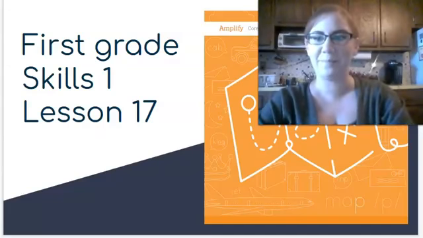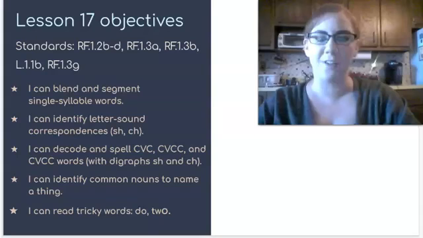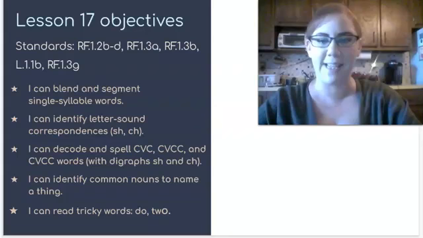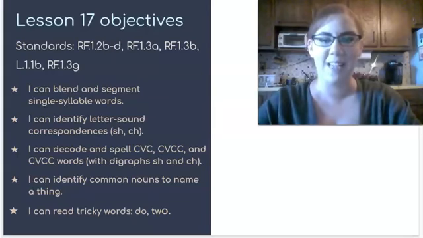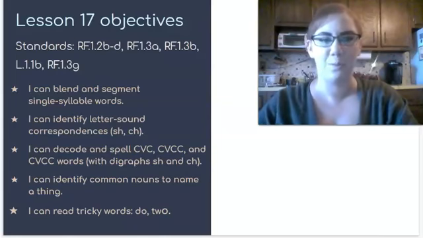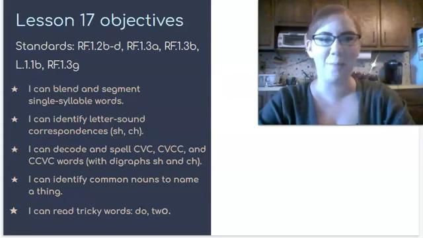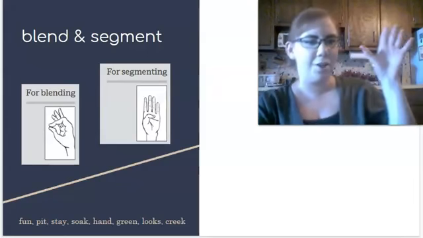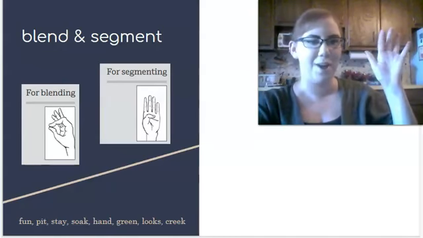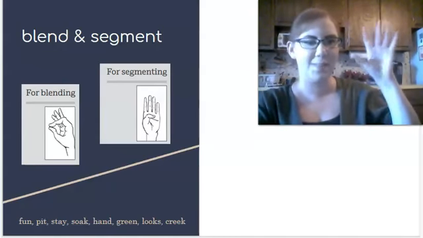Let's get started. Our objectives for today are to blend and segment single-syllable words, identify letter-sound correspondences, decode and spell CVC, CVCC, and CCVC words, identify common nouns to name a thing, and read tricky words, do and to. Let's start with blending and segmenting. Remember, to blend, you're going to touch your finger to your thumb, and to segment, you're going to wiggle your finger as you say the sound. Get your hands ready.